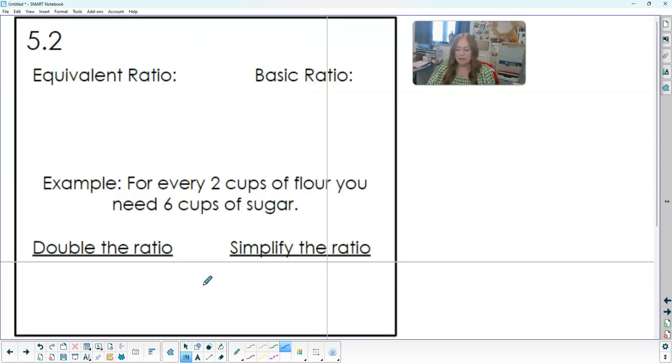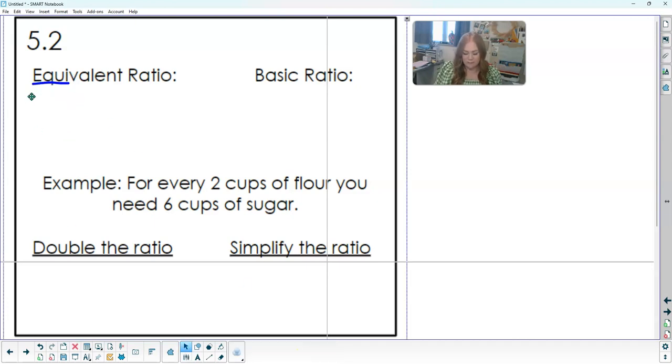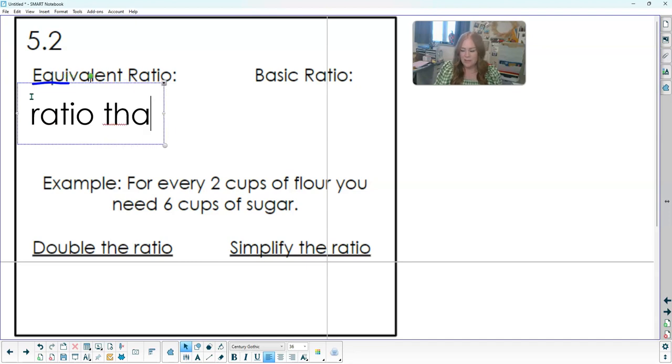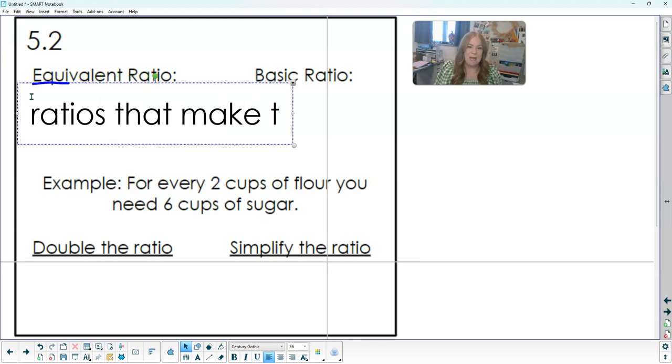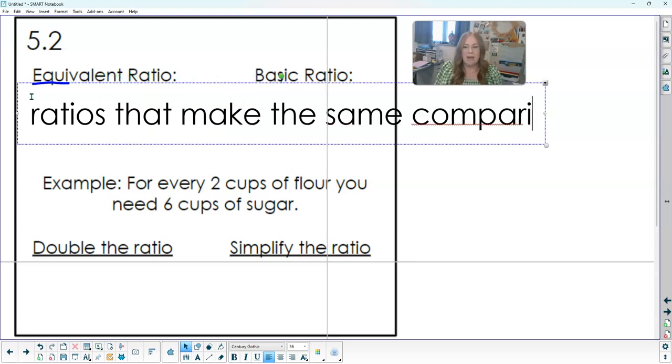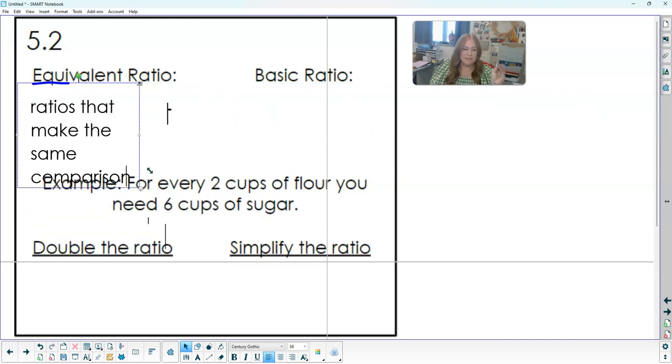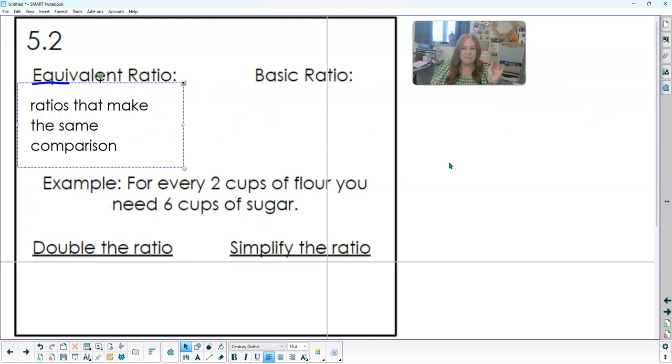So an equivalent ratio is, you can hear that word "equal," right? Equivalent ratio. So equivalent ratios are ratios that make the same comparison. So we just saw that 3/5 and 9/15 were equivalent. They're making that same comparison. They have that equal sign between them.